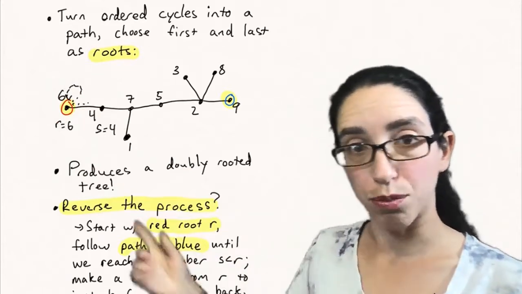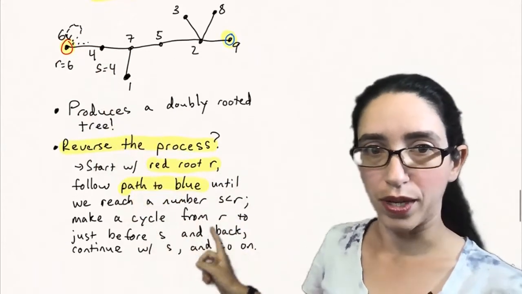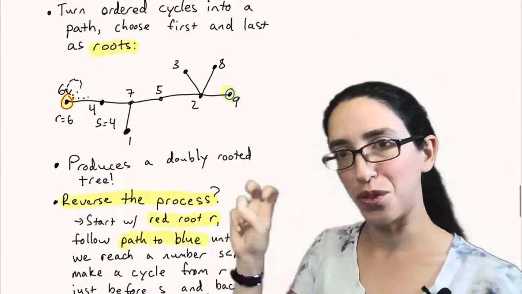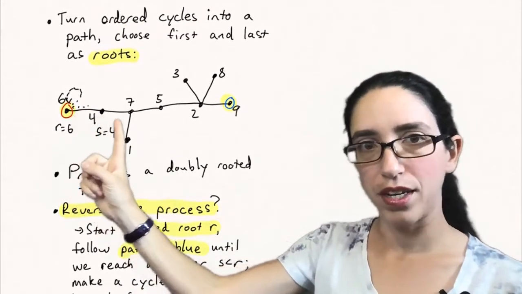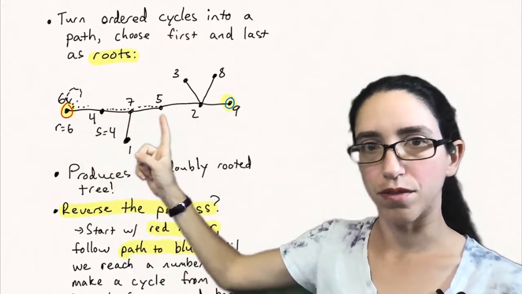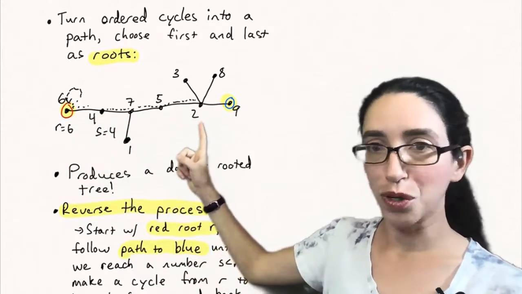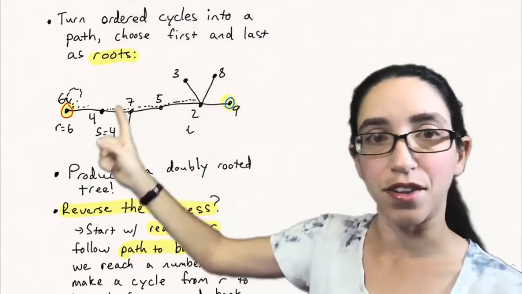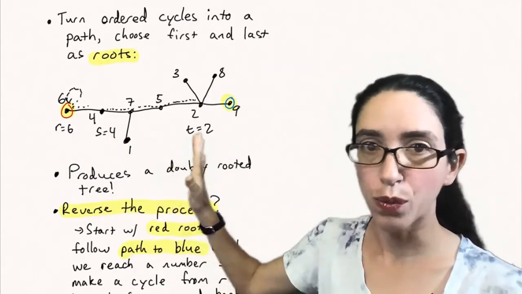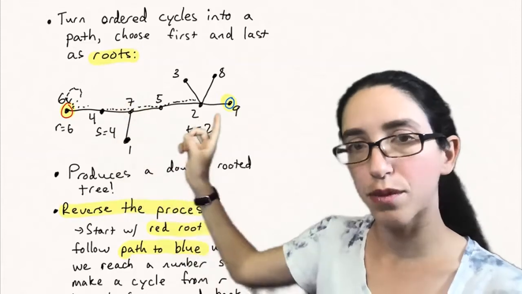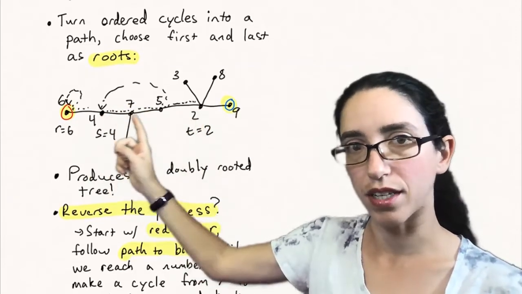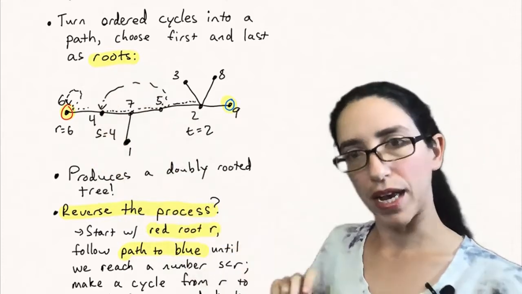But then you continue this process starting from S. So we make a cycle from R to just before S and back, and then we continue with S as our new R. So we search from here, we go along towards the 9. So from 4 to 7 to 5. Oh no, 2 is less than 4. So there's another number less than the current number we're looking at, which is 4 in this case. Let's call that T. We don't want to include 2 in our cycle, because otherwise that would be the least element of the cycle. We want 4 to be the least element of the cycle. So we just make it wrap around back to 4.